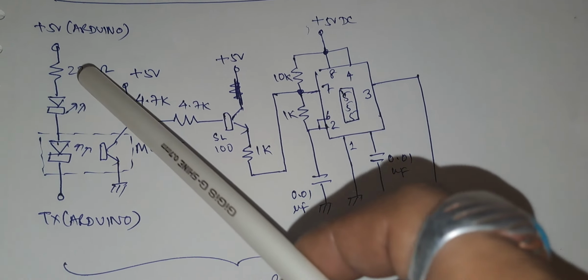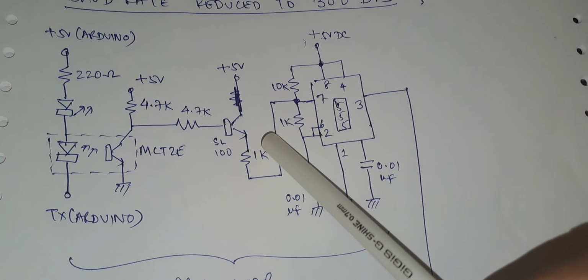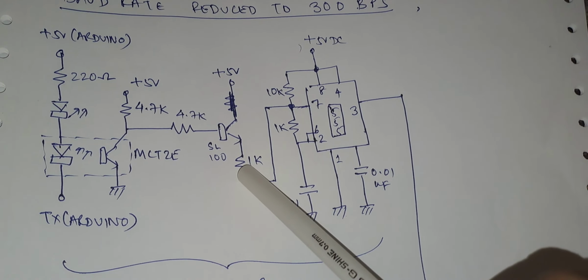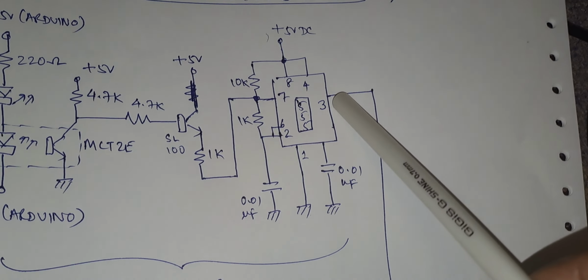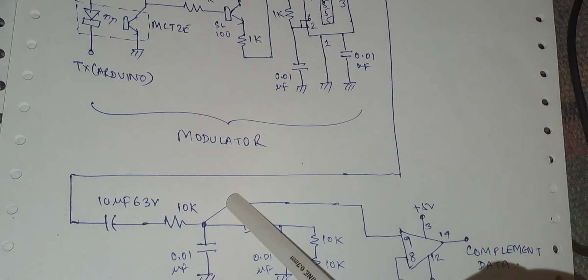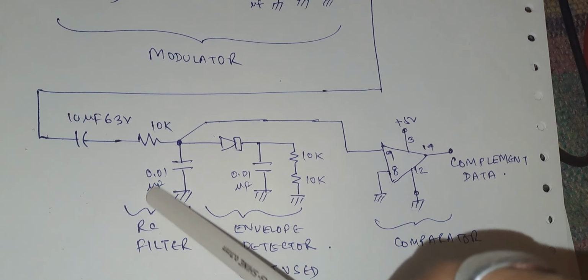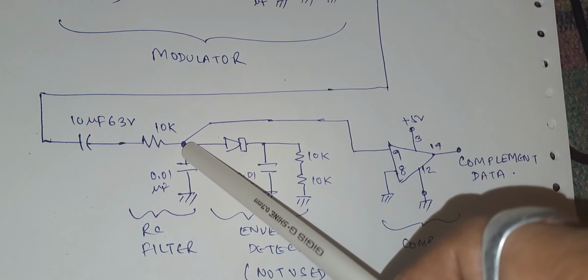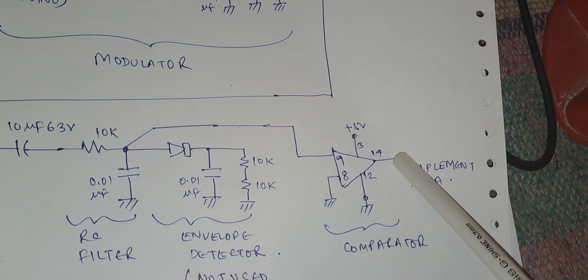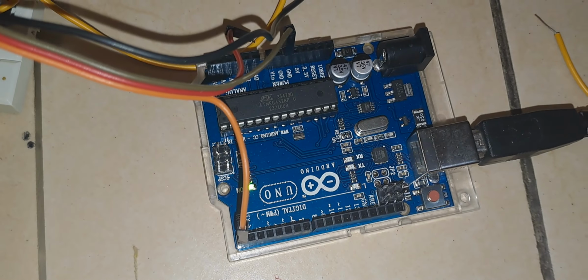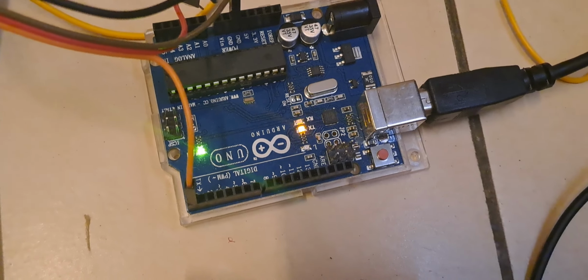Here is the optical isolator. Data is isolated from Arduino Uno in the modulator demodulator unit. So here you can see I am using 1K resistance, and here is 10K, and here is again 1K. This is the 555 timer IC. The output of the 555 timer IC is fed to this 10 microfarad 63 volt capacitor, and then I am using this RC low pass filter. Output of the low pass filter is fed to this comparator, and this data is fed to Arduino Uno. As you can see here, Arduino Uno is receiving the data.